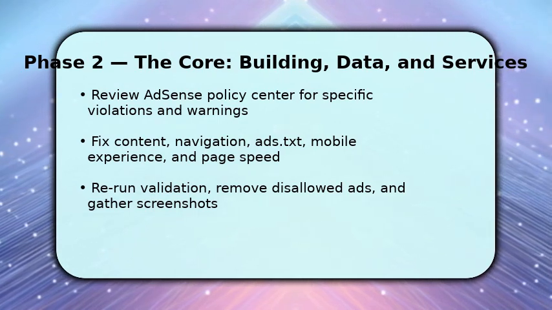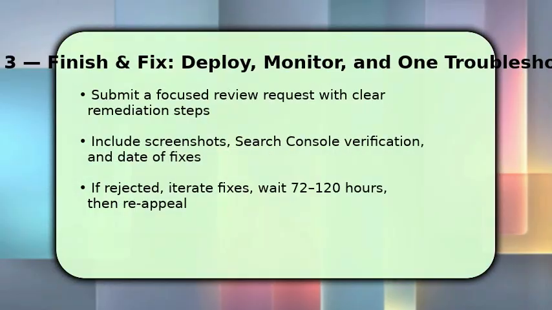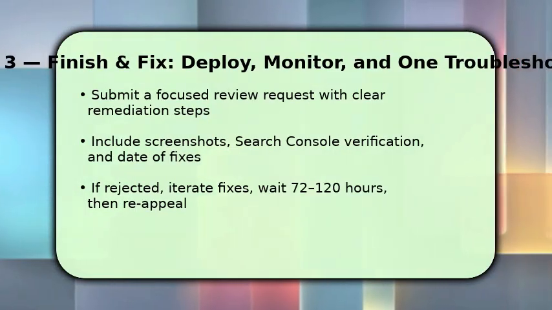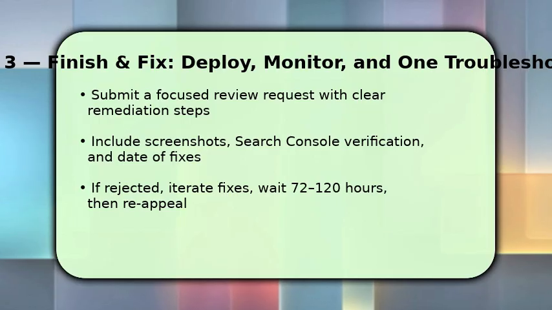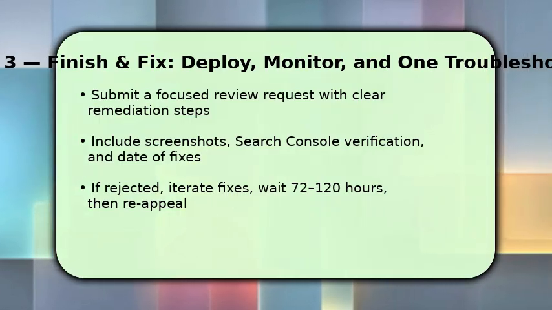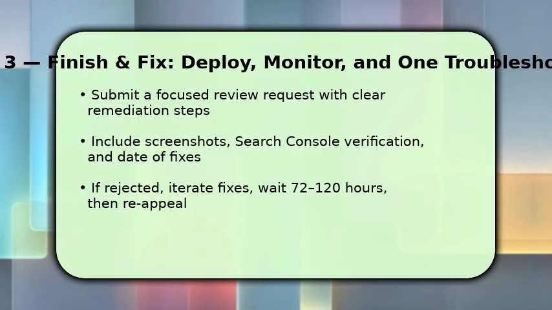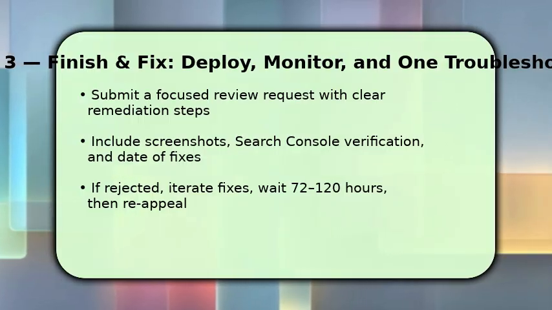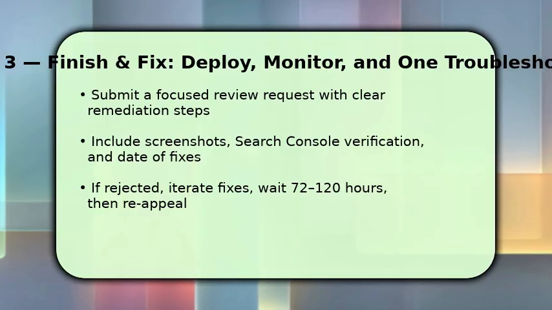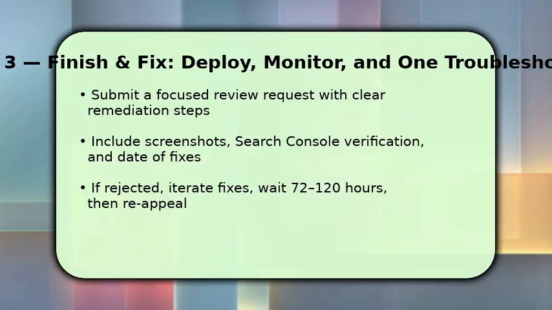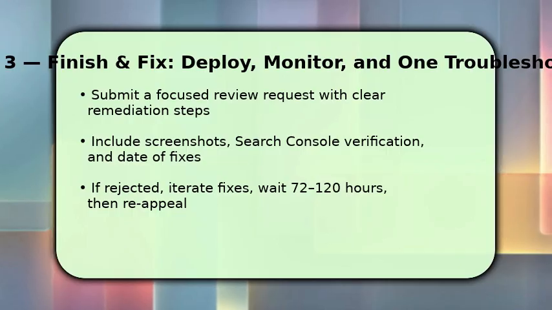Finally, compile your evidence and submit a review through the AdSense appeal flow, explaining exactly what you changed and why. Attach before and after screenshots, Search Console verification, and timestamps for fixes so reviewers can reproduce the corrected state. Once submitted, expect 72 to 120 hours for processing.